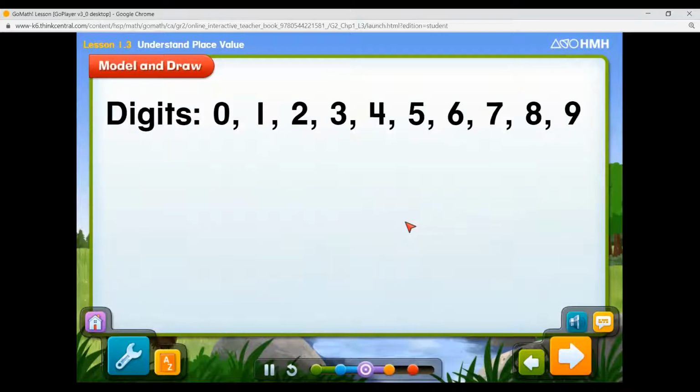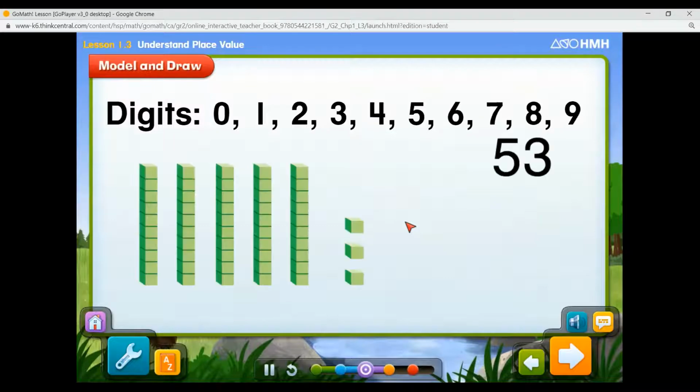0, 1, 2, 3, 4, 5, 6, 7, 8, and 9 are digits. In a two-digit number, you know the value of a digit by its place. These blocks show 53. The digit 5 is in the tens place. It shows there are 5 tens. What is the value of 5 tens? That's right. 5 tens are 50.